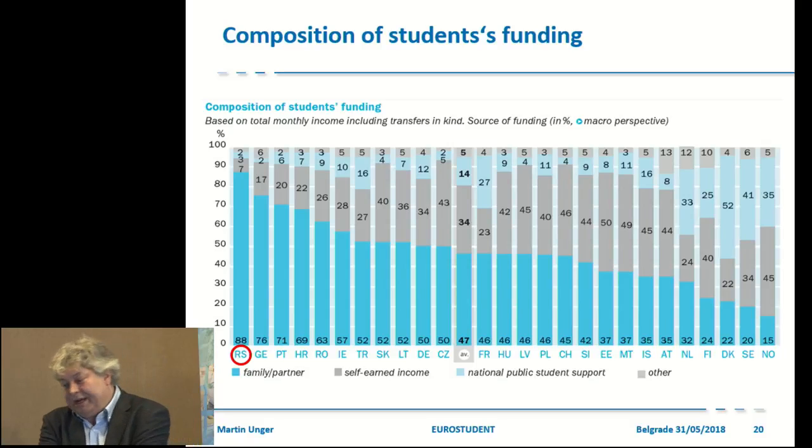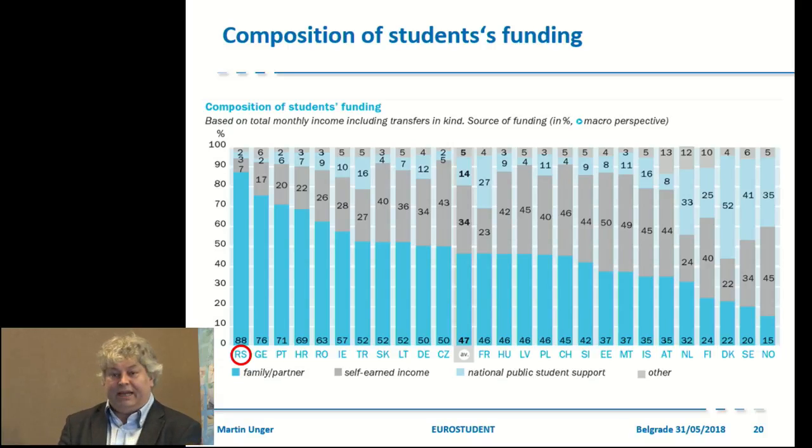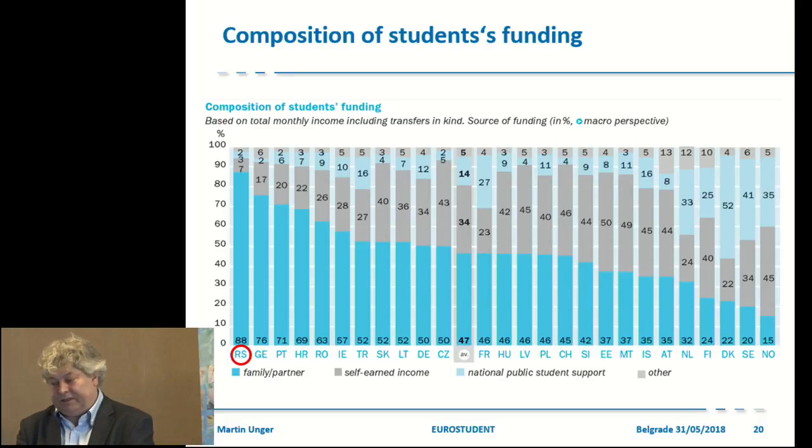Composition of student funding, where does the money come from? And here definitely you can say Serbia is number one in this sense. It's 88% of the amount of money the students have available every month that comes from the family. That's the highest share across all these EU student countries. And then 7% from self-earned income. We've seen it's only a small group working. 3% from national student support and 2% from some other sources.